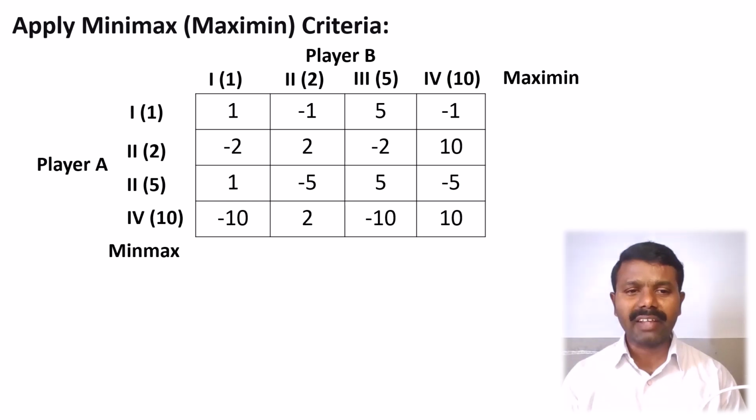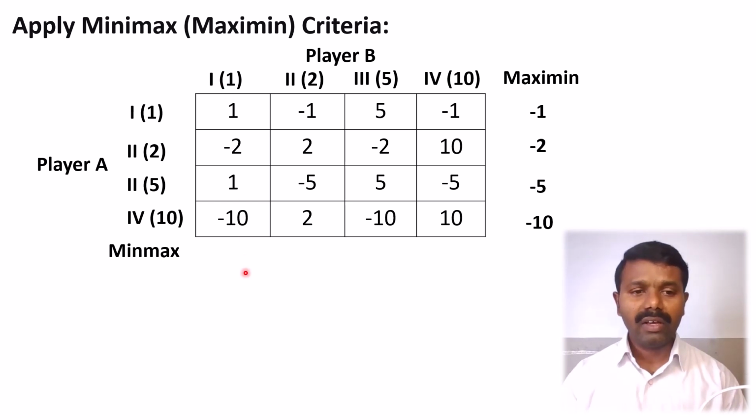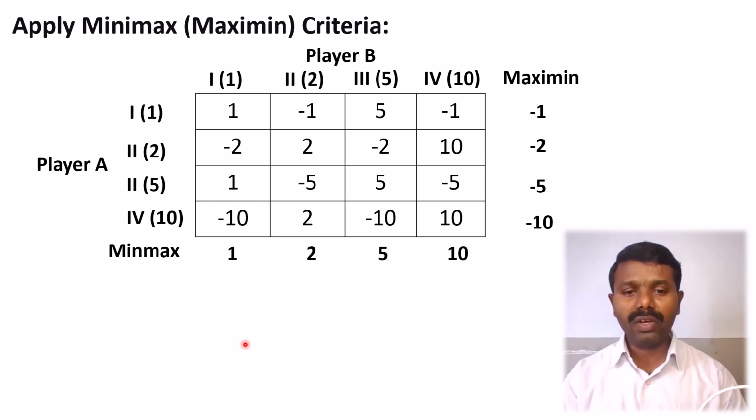If you apply the minimax criteria to this payoff matrix, the minimum value in the first row will be minus 1, in the second row minus 2, in the third row minus 5, and in the fourth row minus 10. In the same manner, the maximum value in the first column is 1 rupee, the second column 2 rupees, the third column 5 rupees, and the fourth column 10 rupees. If you observe, these are all positive values and these are all negative values. Out of these minimum values, the maximum value is minus 1. Out of all the maximum values, the minimum value is 1.